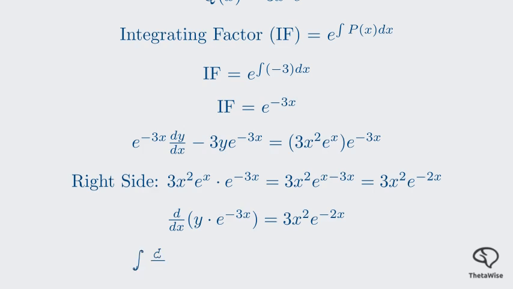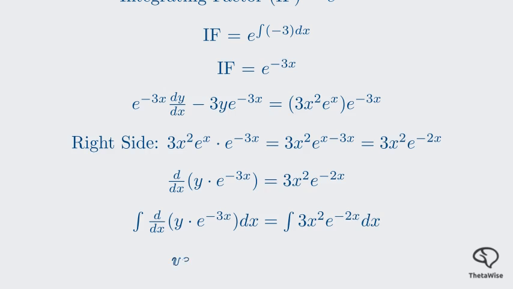To solve for y, we now integrate both sides with respect to x. So y e to the negative 3x equals the integral of 3x squared e to the negative 2x dx. On the left, the integral and the derivative cancel out, leaving us with y e to the negative 3x. Our main task is now to solve the integral on the right.